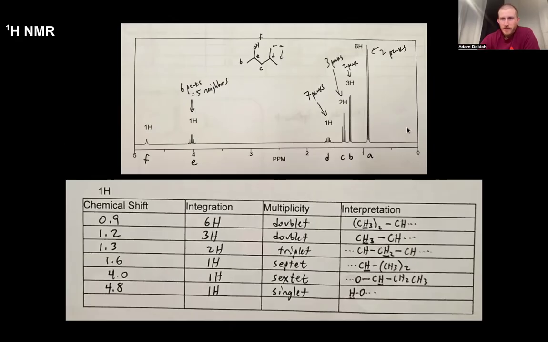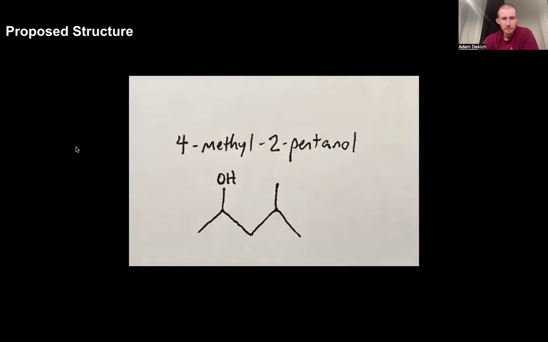And so what does this tell us? This gives us all this really juicy partial structure information that we can use to piece together the whole molecule. And if you piece together all these different pieces based on what their neighbors are, it's very clear that you get 4-methyl-2-pentanol.